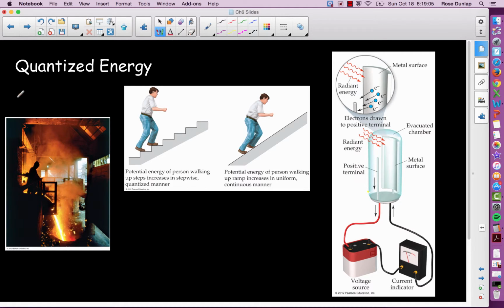Which led to the idea of quantized energy, that energy comes in distinct amounts, or that things can absorb energy in distinct amounts. Which also gives us our equation, E equals h nu, where energy is equal to Planck's constant, which is, definitely memorize this, 6.626 times 10 to the negative 34th joules times seconds, times frequency. And technically, if we're being really specific, this is the energy of a photon.